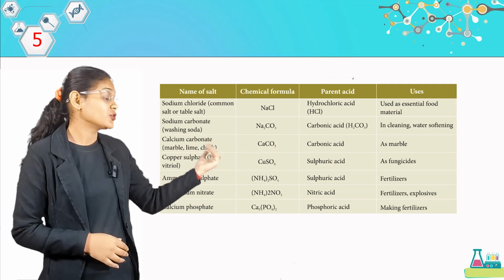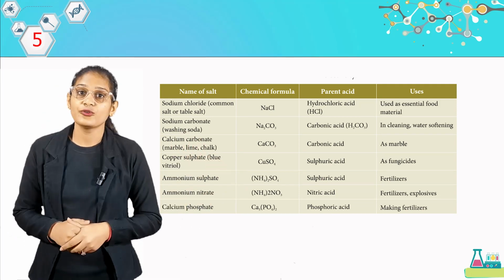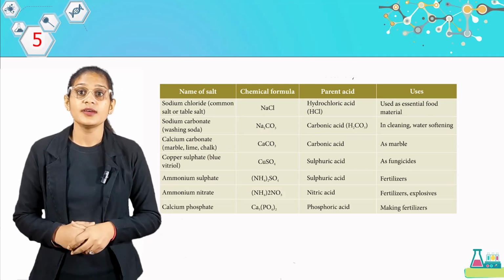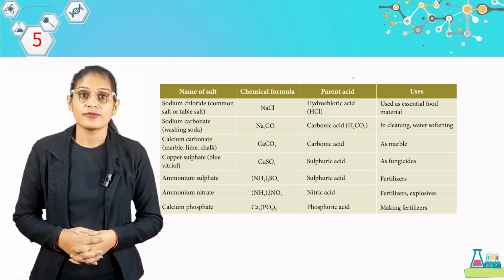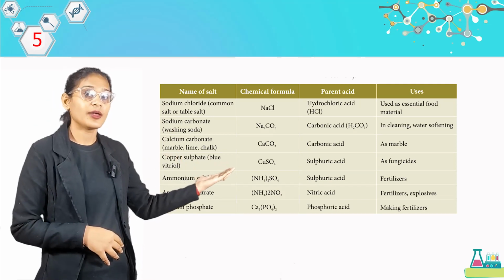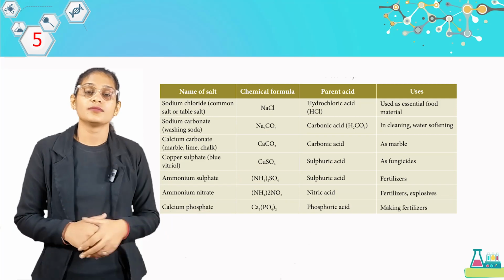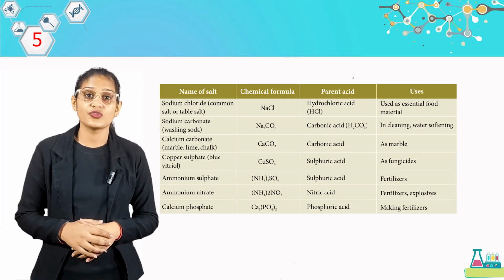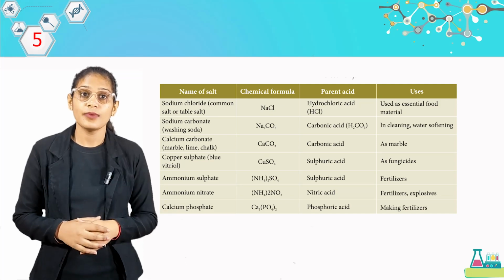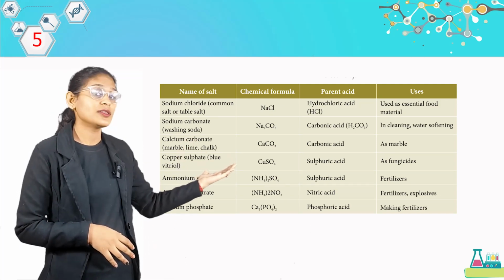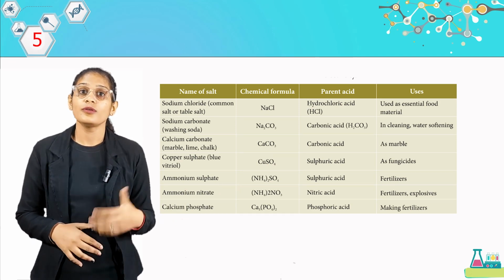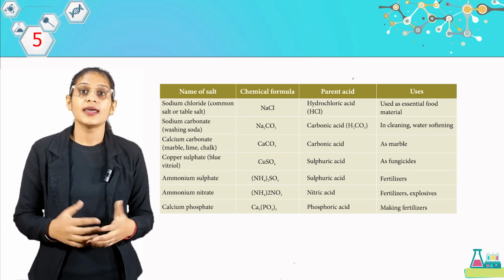Then we have sodium carbonate, washing soda, Na2CO3. Carbonic acid H2CO3 is the parent acid. Uses: cleaning, water softening. These are the uses of this salt. Now we have calcium carbonate, marble, lime, chalk. Chemical formula CaCO3. Parent acid carbonic acid. Uses as marble. Then we have copper sulfate, blue vitriol. Chemical formula CuSO4. Parent acid sulfuric acid.